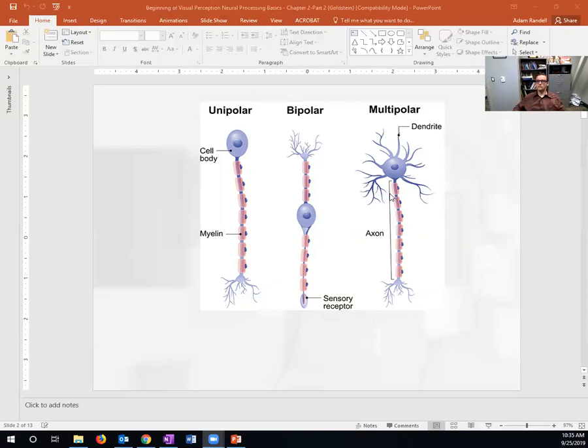Now, these neurons are electrically charged, and the reason for that is because there are more negatively charged ions on the inside of the cell than there are on the outside. And that gives the membrane of the cell a charge. That charge is the resting potential. So the charge of the cell, when nothing is happening to it, when it's not receiving any input, is known as the resting potential.